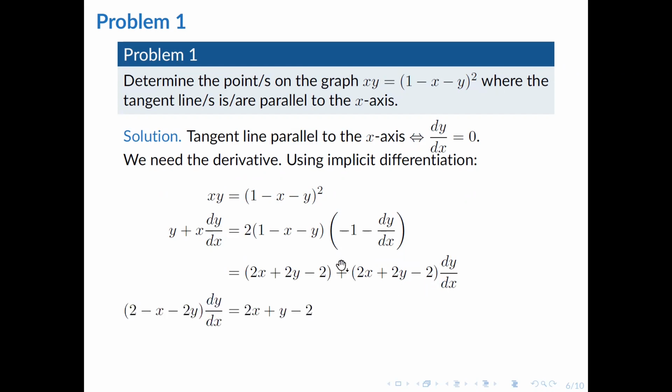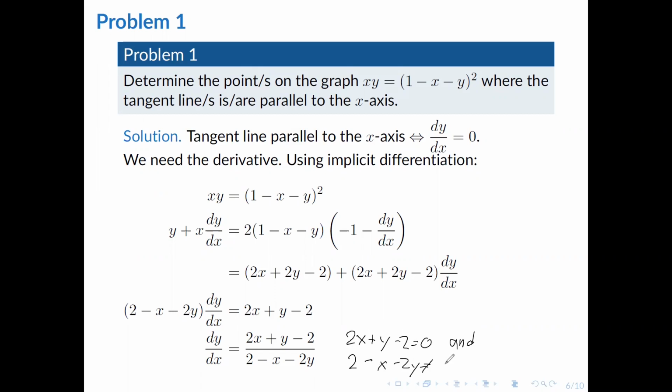and we solve for dy over dx. So we were able to get dy over dx. We know that it's equal to this expression. So remember, we want dy over dx to be equal to 0. So we need 2x plus y minus 2 to be equal to 0. Also, we need this denominator to be non-zero, because we want dy over dx to be defined. So 2 minus x minus 2y, non-zero. So we need those two equations to be satisfied.